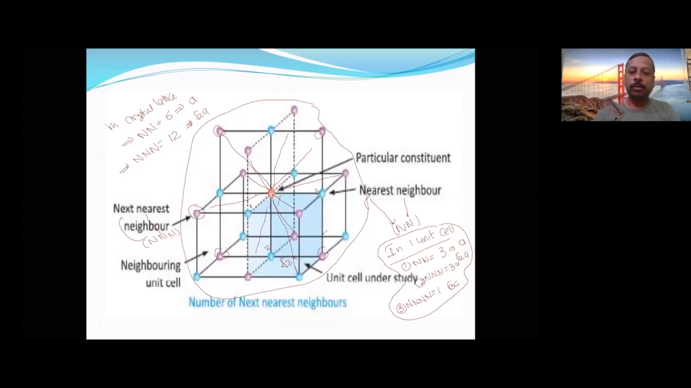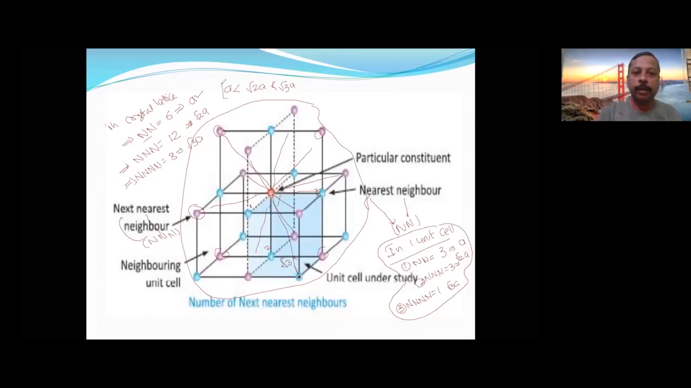So note down, if you are able to draw it on paper, that is going to be wonderful. See how to differentiate them. It is like this: the distance a is less than root 2a, which is less than root 3a. That is why a is considered the nearest neighbor, root 2a the next nearest neighbor, and root 3a the next to next nearest neighbor.